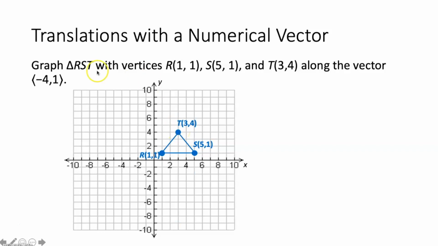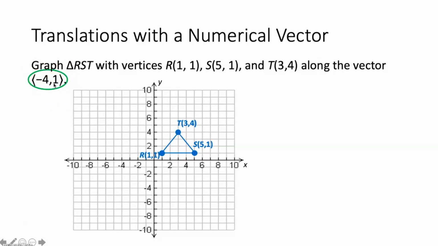There's our triangle RST, and we're going to translate it along vector <-4, 1>. Well, what the heck does that mean? First, I need you to notice these little brackets right here. These little brackets let you know that this is a vector and not a point. Now, what does a numerical vector tell you? Well, it tells you a couple things. First, it tells you which way to move on the x-axis and which way to move on the y-axis. So we're going to take each point and translate it along this given vector, <-4, 1>.